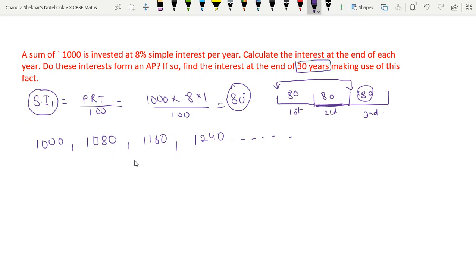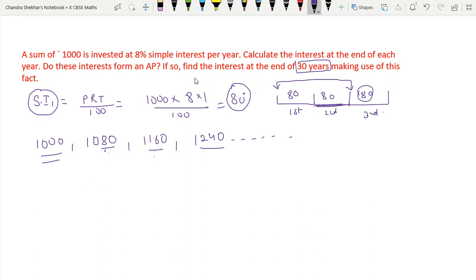Clear? Now, the question was, do these interest form an AP? So the answer is yes, because every year the same amount is getting added. It was initially 1000, 80 got added, another 80 got added, another 80 got added here. So second minus first will give you 80, third minus second will give you 80, fourth minus third will give you 80. So yes, 80 is getting added. Therefore, it is in AP. That is, a common difference is being added here.